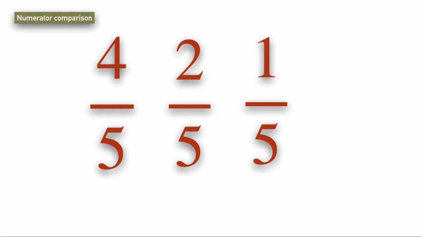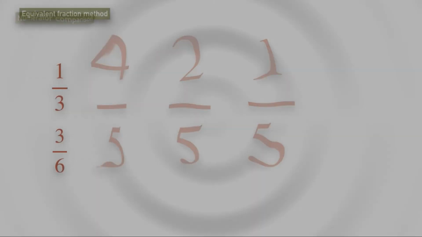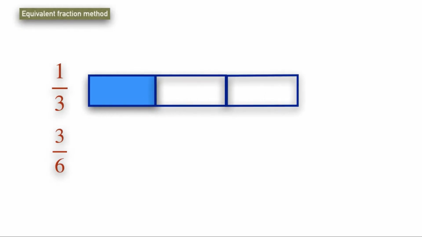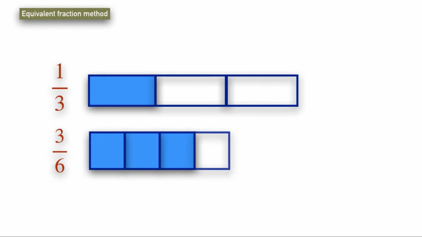How about fractions with different denominators? Say 1/3 and 3/6. 1/3 is 1 part of a 3-part rectangle. 3/6 is 3 parts of a 6-part rectangle. We cannot simply compare the numerators in this case, as we are comparing fractions with different denominators.